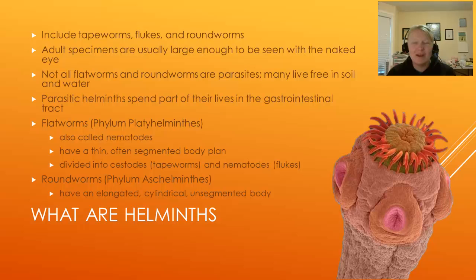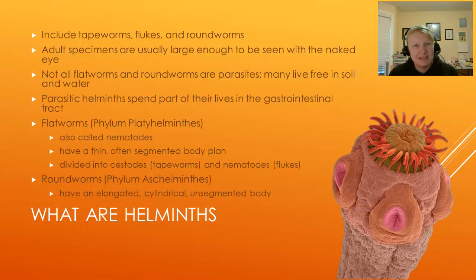Alright, so what are helminths? And as I said before, there's a lot of text on the slide, so don't worry about reading it as we go. Just listen to what we're talking about and take a few notes. This is a little bit of an outline for you. So helminths are worms and flukes, and these little guys can grow enough to be seen by the naked eye.